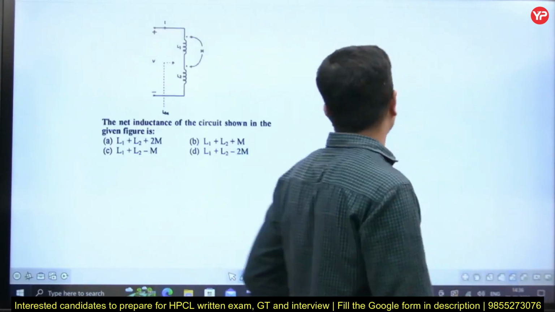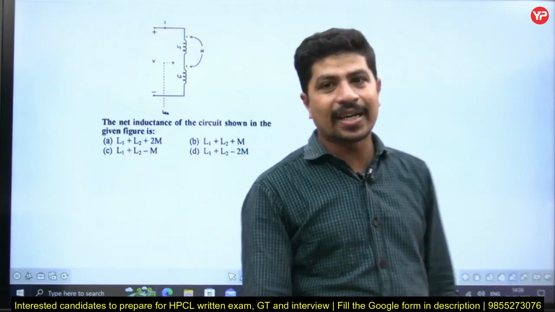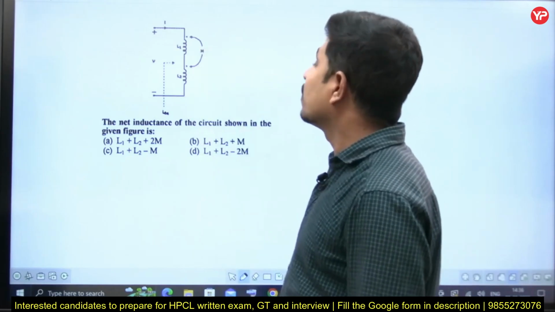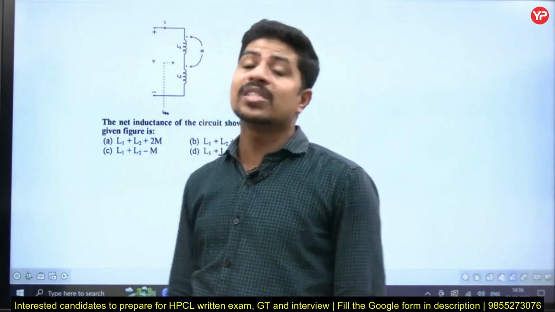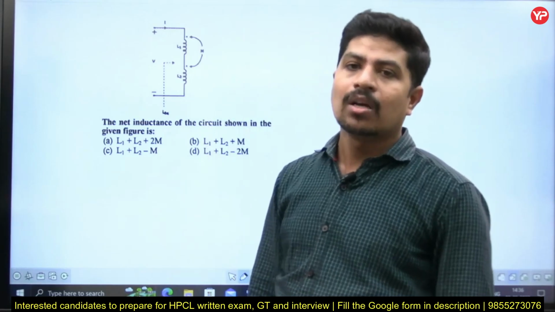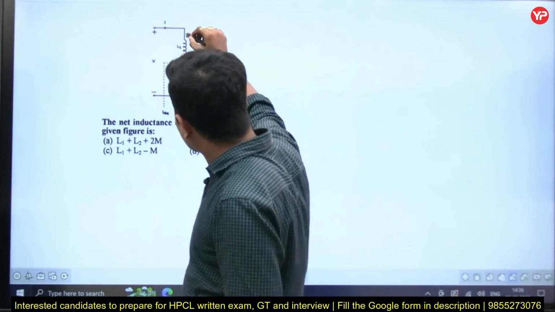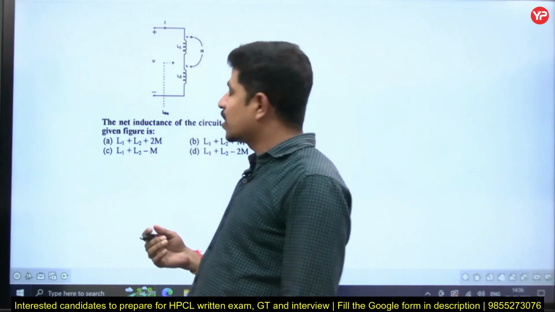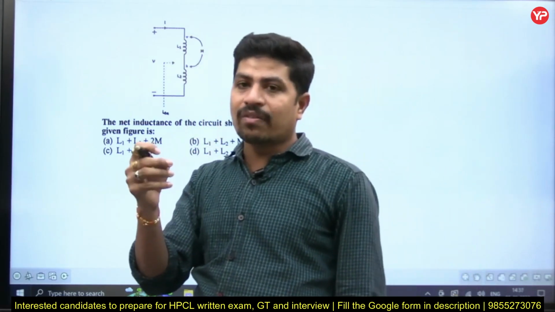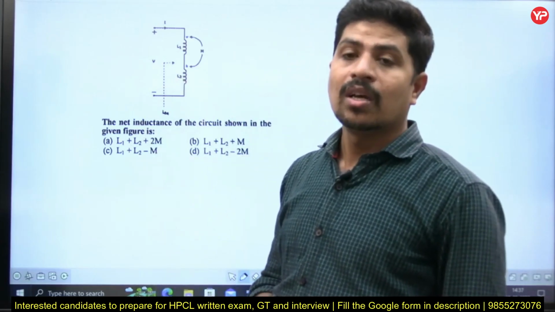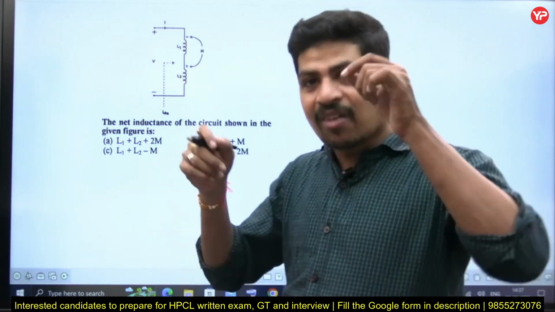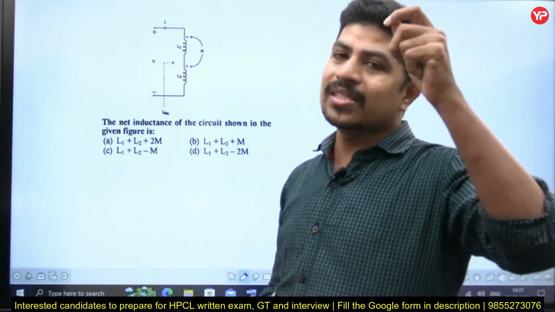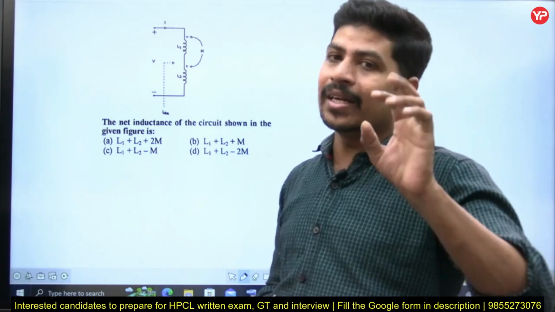Let's go to the next question. This question is a direct formula. He has given two coils connected in series aiding. How do you know that those are series aiding? See, the dot is here, and after that the dot is here. Means the dot is placed at the starting of both the coils, or if it is kept at the ending of both the coils, then that is aiding. But if for one coil it is at the starting and for another coil it is at the ending, then it is opposing.